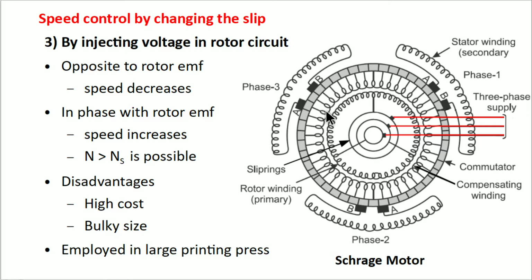One more winding is provided on the rotor which is insulated from this winding. This is called the compensating winding. This compensating winding is connected to the commutator, and that commutator is connected to the winding which is placed on the stator, and this is called the secondary winding, through these brushes. These brushes are movable.